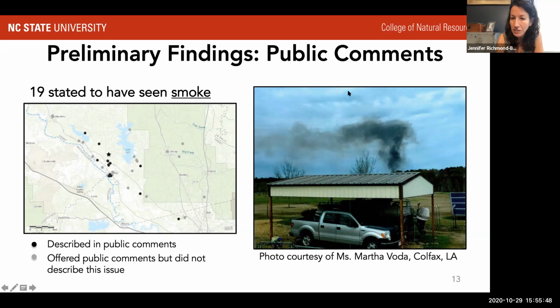I also wanted to give you an idea of what that looks like. We can see in the picture on the right, which was contributed by Ms. Martha Voda, that there is a pretty thick, dark plume emanating from the facility off in the distance, and you can see the extent to which this travels downstream, having been at least visually observed as far as about 25 miles southeast of there.